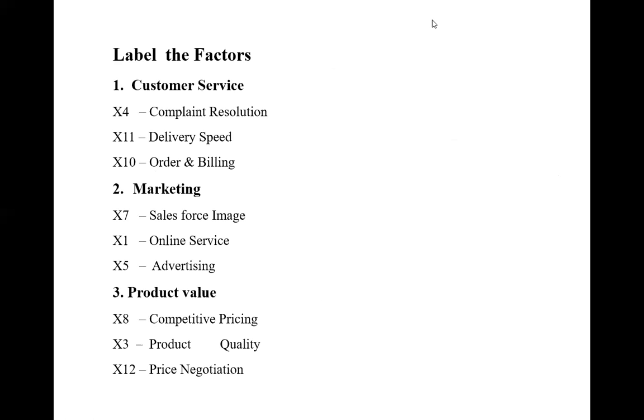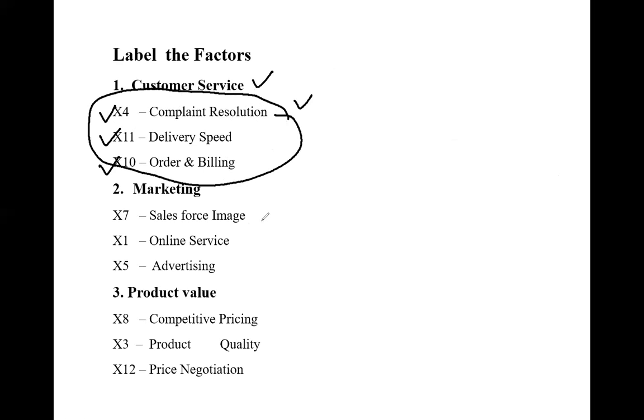In this example, we asked perception-based questions and obtained three factors. In one factor, there are complaint resolution, delivery speed, order and billing. It's the researcher's choice to give the name. I thought all the questions related to customer service, so I have given this factor the name customer service.